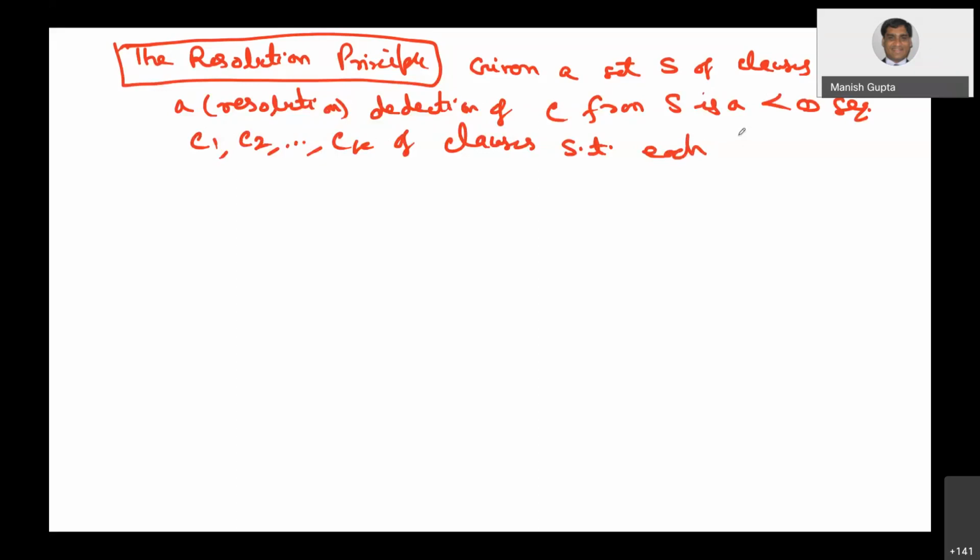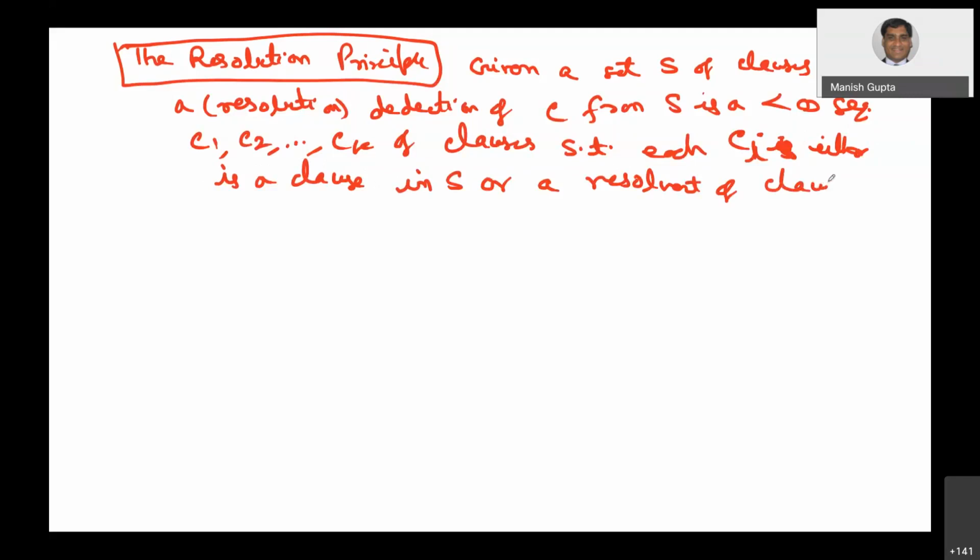each Ci is either a clause in S or a resolvent of clauses preceding Ci, and the last Ck is equal to C.